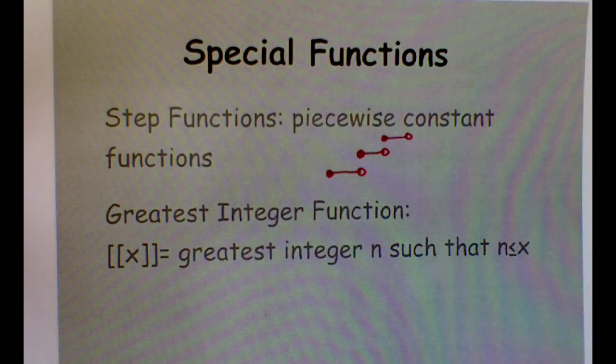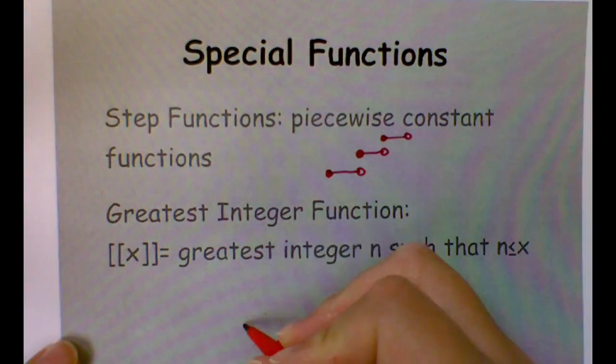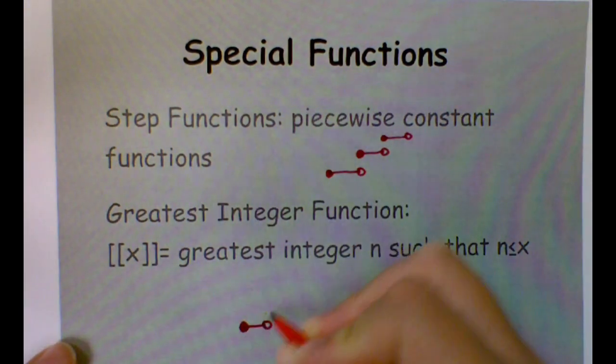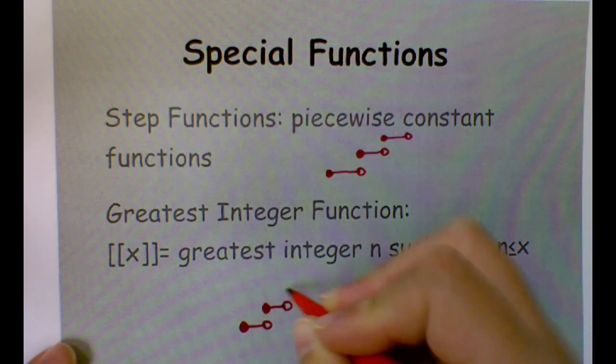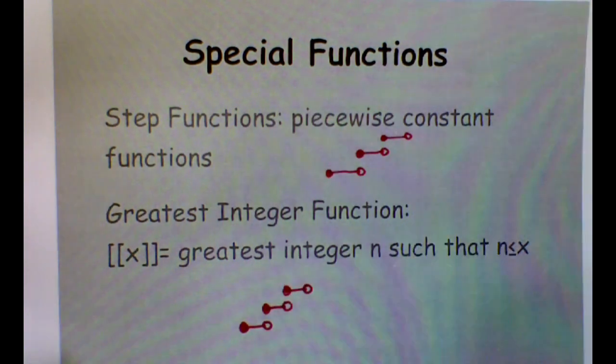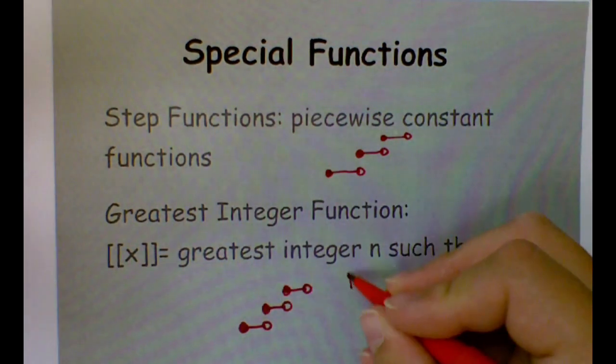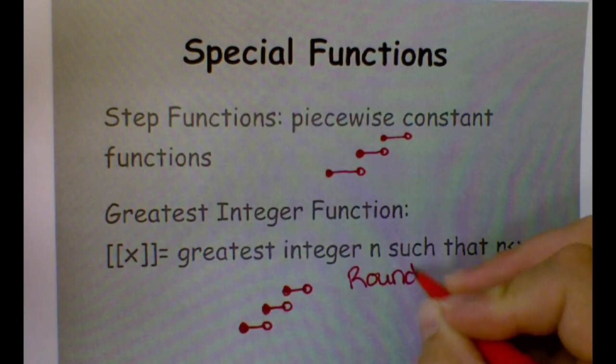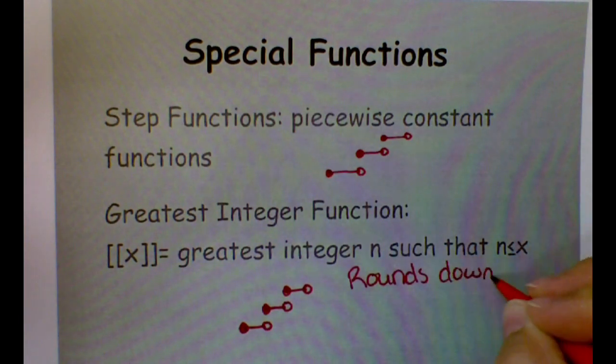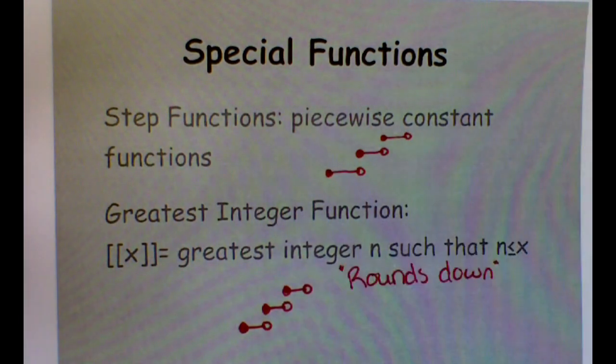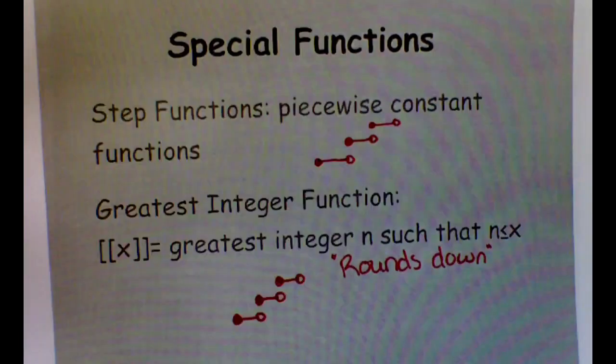The graph of the greatest integer function is actually the one I just drew, but at each integer, it hops up. This always rounds down. Sort of put that in quotes because even if it's 1.7, it rounds down to 1.